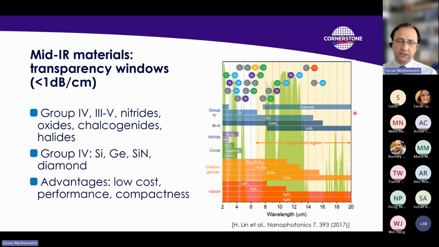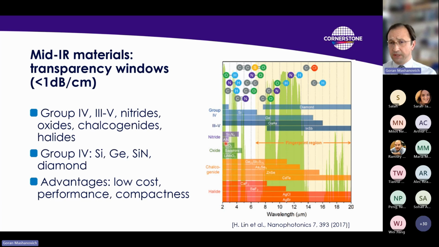When we come to the materials that we can use, this nice image from MIT shows different groups of materials, and obviously we're interested in group 4. So we have silicon, which is transparent up to roughly 8 microns, germanium from 2 to 14, 15 microns. Diamond is also group 4. It's very good material because it's chemically resistive, so it can be used for sensing of various analytes.